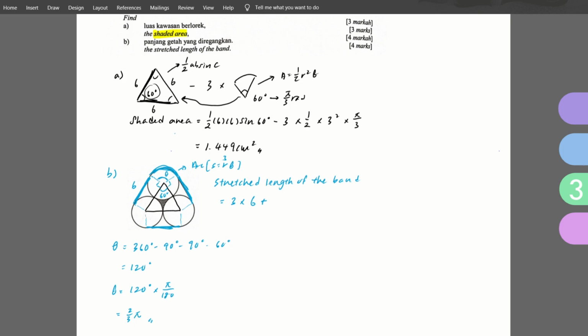So now we can multiply 3 times r theta. And you will get 36.852 cm. And with that, we have completed this question.